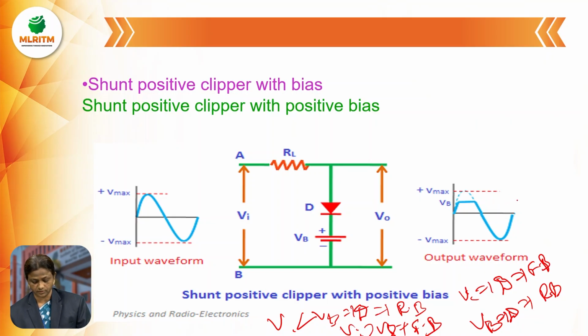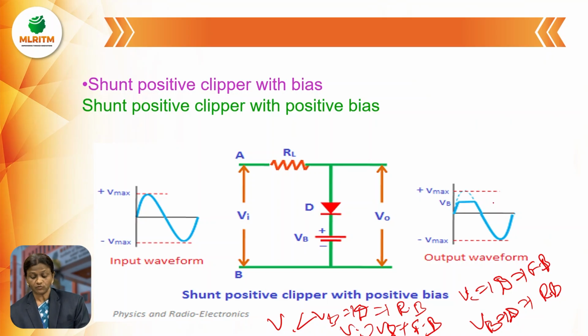Whenever VI is less than VB, that means from the x-axis to the VB line, or reference voltage line, diode D is in reverse bias. Whenever diode D is in reverse bias in shunt connection, you can get the corresponding output. That's why from the x-axis to the reference voltage line up to VB, you can get the output, and that portion is represented by a thick line.